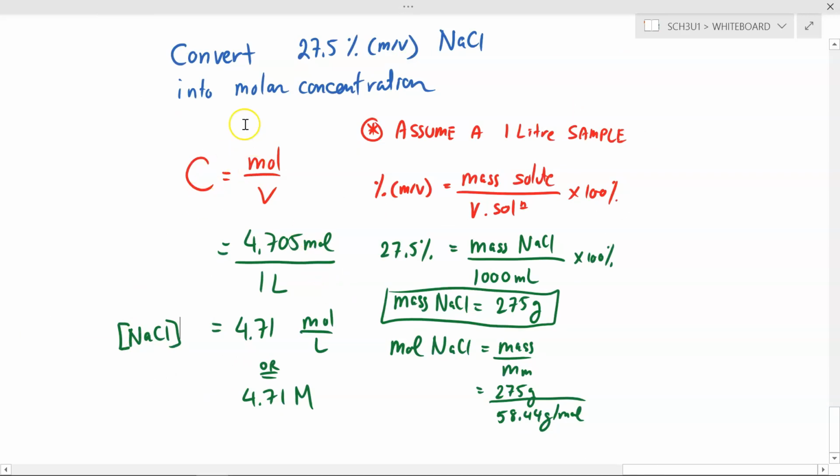Now, if you wanted to convert from molar concentration back into %MV, you would just do the reverse. But don't forget that you have to assume a 1 liter sample when you initially do this. Well, you don't have to assume a 1 liter sample. You can choose whatever sample you want. Just make sure you assume a certain sample. But once you choose that volume, you must use it here and here. Don't forget, %MV uses milliliters, while molar concentration uses liters.